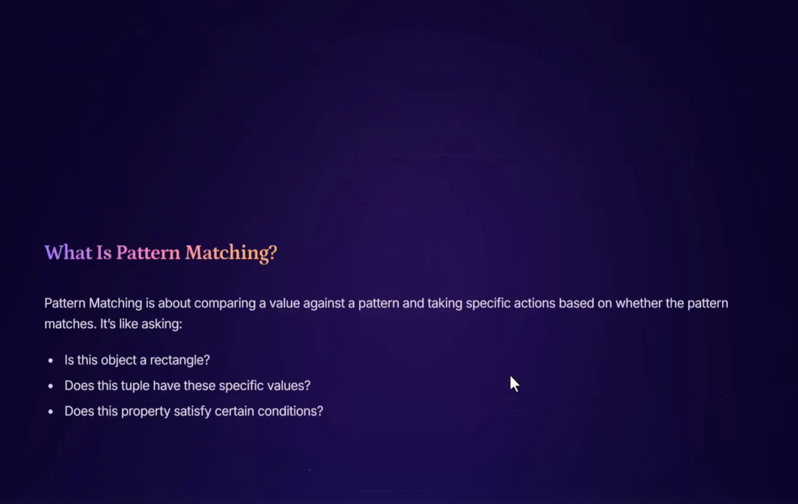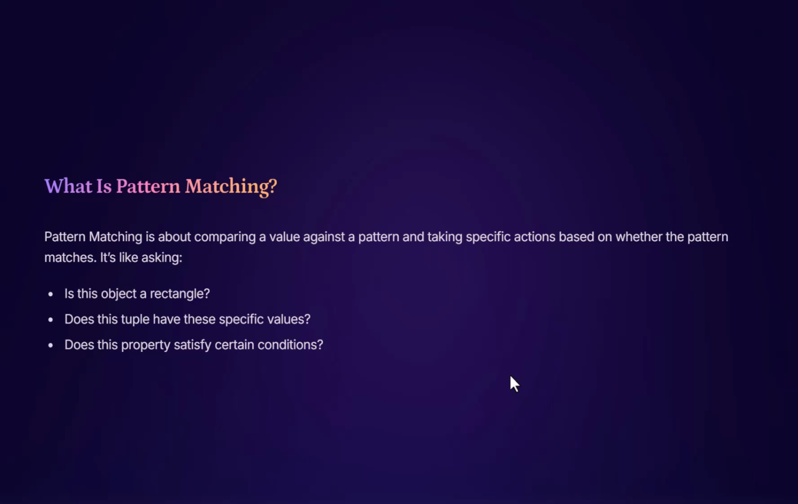So what exactly is pattern matching? Pattern matching is about comparing a value against a pattern and taking specific action based on whether the pattern matches or not. It's like asking, is this object a rectangle? Or you can ask, does this tuple have these specific values? From a database view, a tuple is just a row. And does this property satisfy certain conditions? So in C# 8, pattern matching has become more powerful, making our code less verbose and more readable.